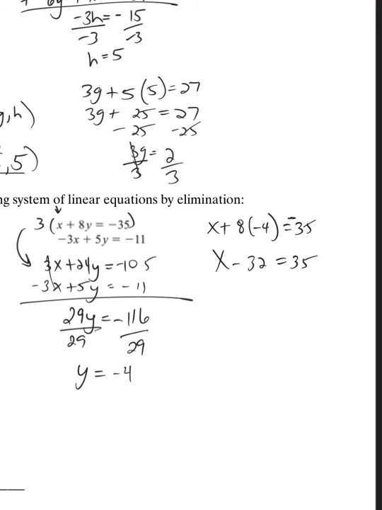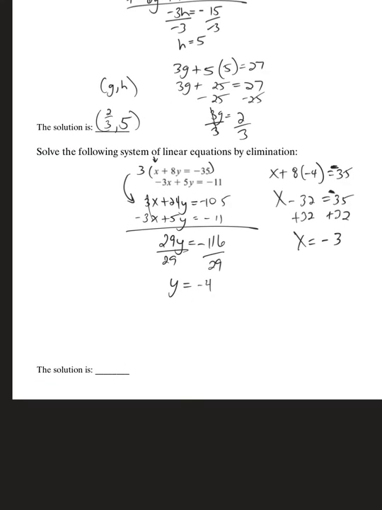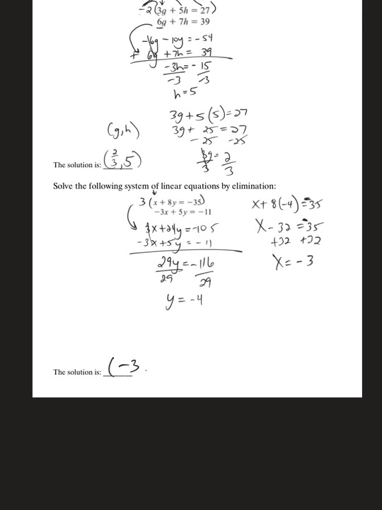Let's put the negative symbol there. I was looking for what I did wrong. Add 32 to both sides. x equals negative 3. I always forget negatives sometimes, so I always have to kind of keep an eye on what I'm doing so I don't do things absentmindedly. The answer to this one, ordered pair, negative 3, comma, negative 4.